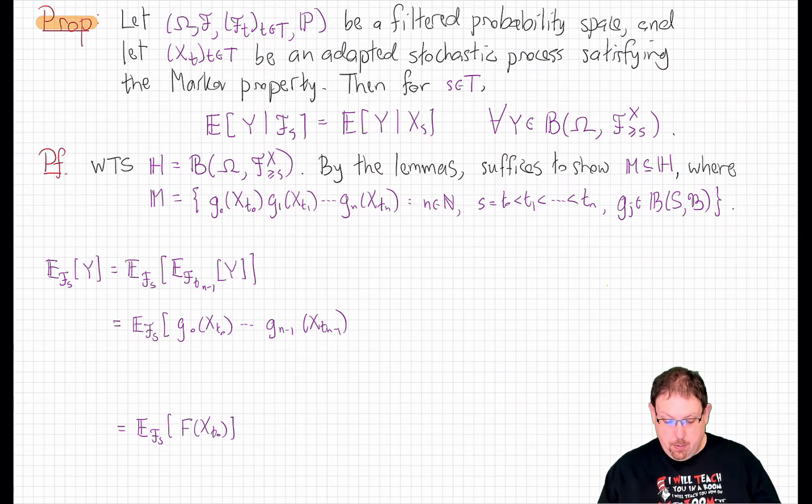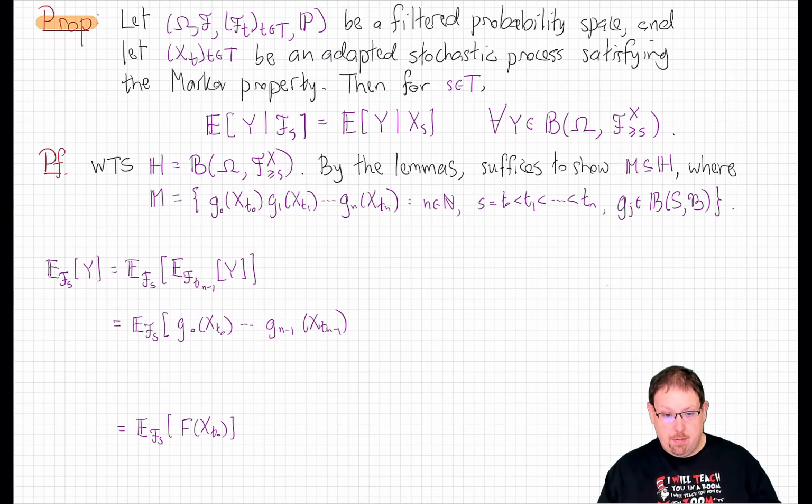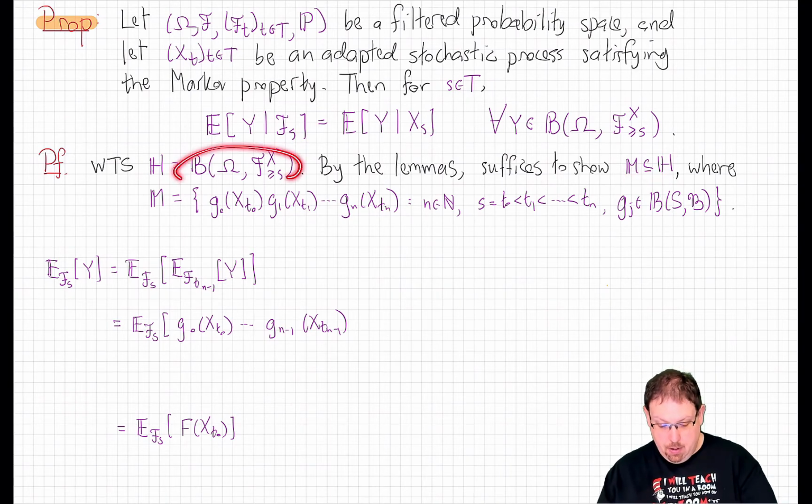So in other words, what we want to show is that that subspace from the last lemma is actually all future measurable bounded random variables. And we showed that M, the set of products of one variable future measurable functions of the process at future times, is a multiplicative system which generates this sigma field. And so, by Dynkin's multiplicative systems theorem, all we need to do is show that M is contained in H to conclude that H is actually all of this.